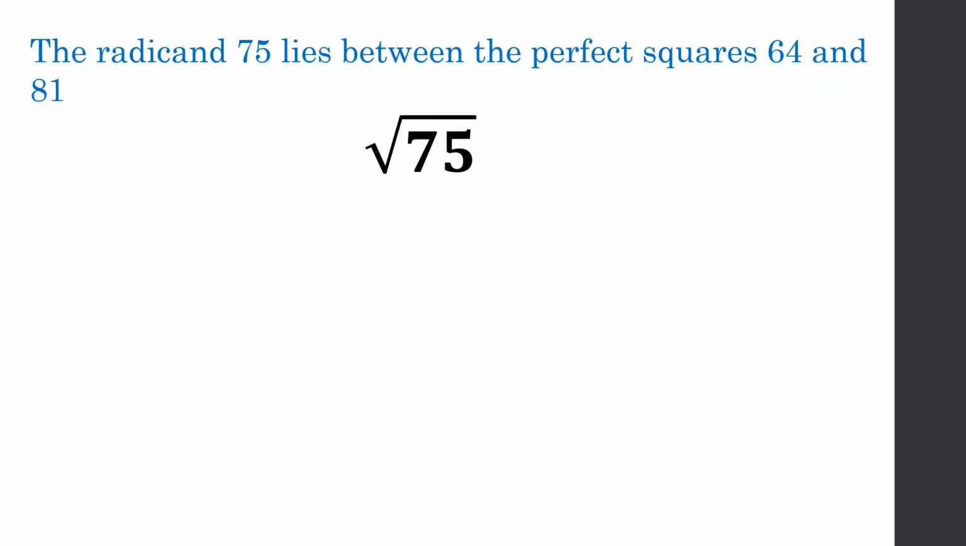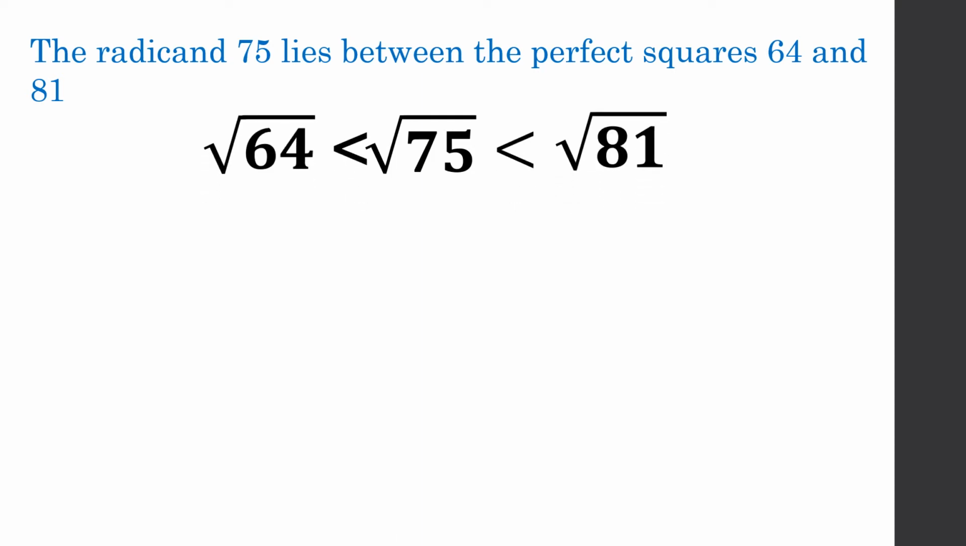Next example is the square root of 75. Again, 75 is not a perfect square. So the answer here is irrational. Since the answer is irrational, first we have to identify the two perfect squares wherein 75 lies in between. So that is 64 and 81.